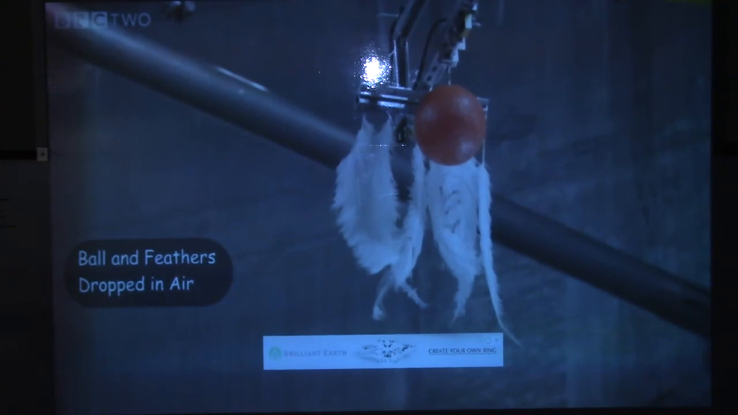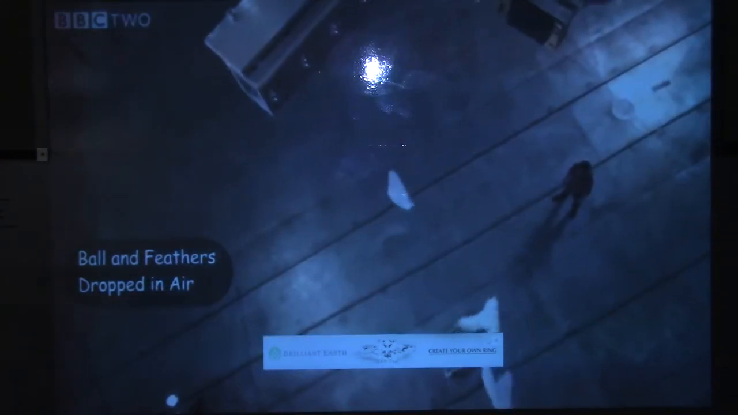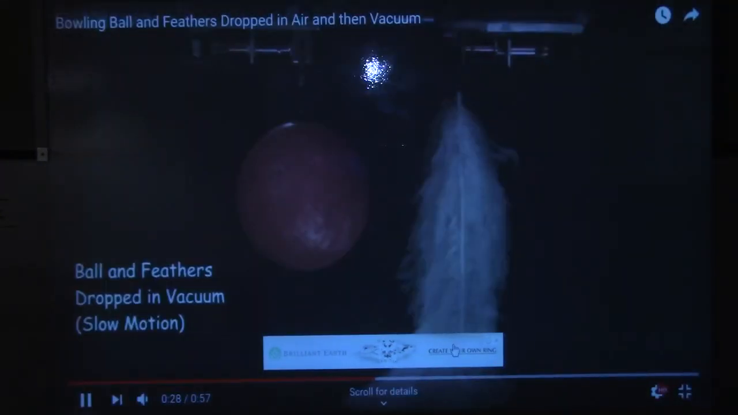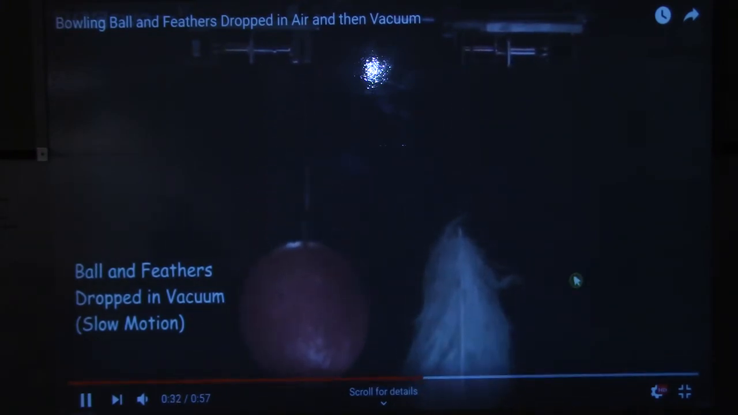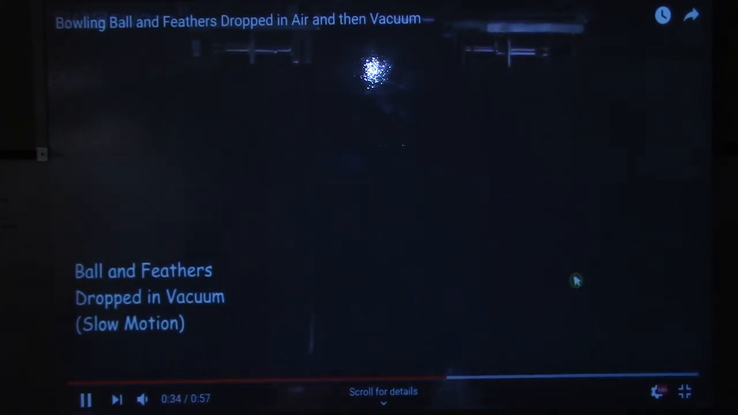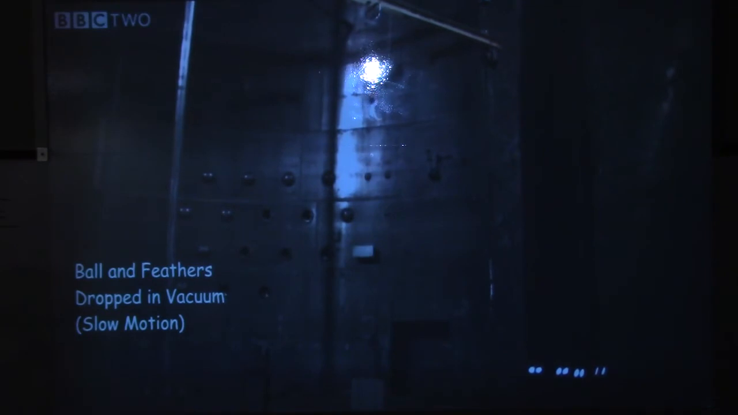Is that a guy standing down there? What's he breathing? Oh, the air is in there. Okay, the air is in there right now, that's why he's standing there. All right. So they dropped it. Okay, so this is in the vacuum. Now they've taken the air out, and you can see them dropping together.